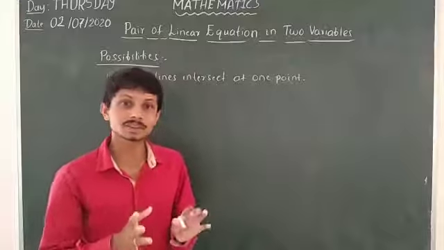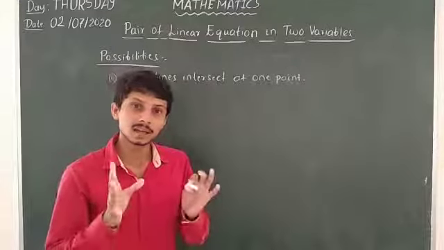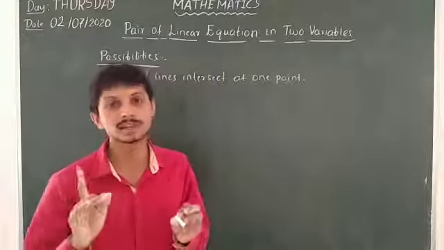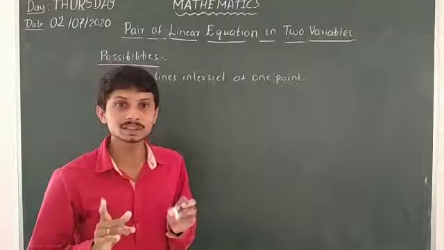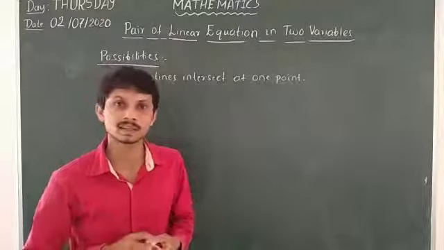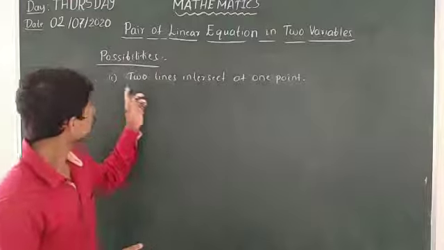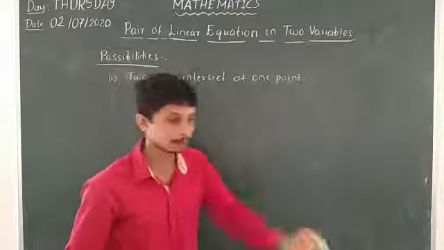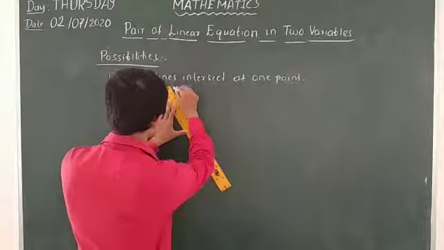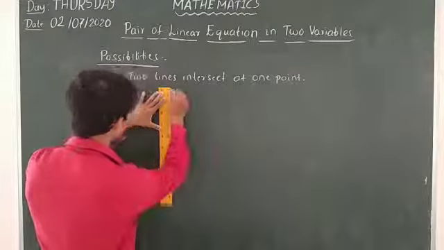So there are some possibilities, as we are representing both the lines in only one coordinate system. There may be intersecting, there may be non-intersecting, chances are there. So firstly I will consider two lines intersecting at one point. That means, firstly I will consider a coordinate system.